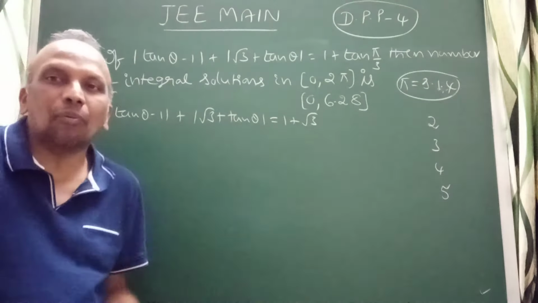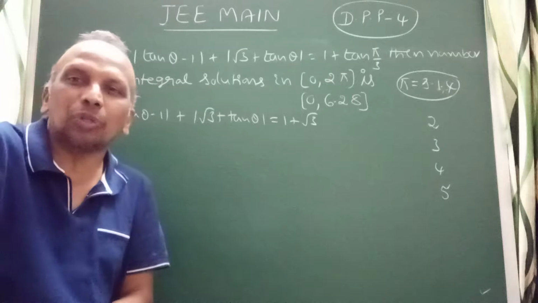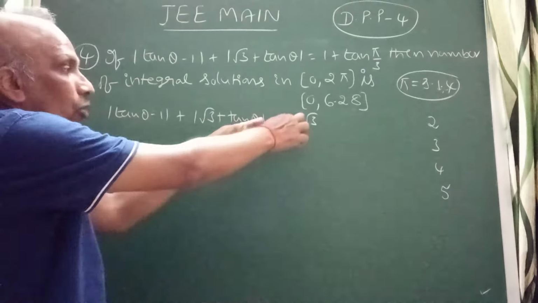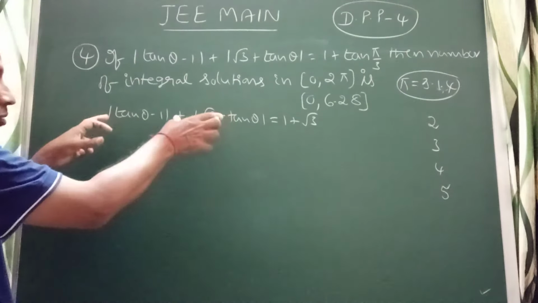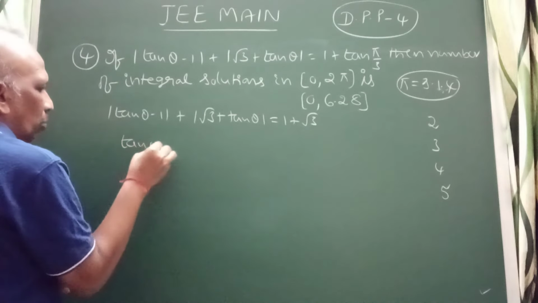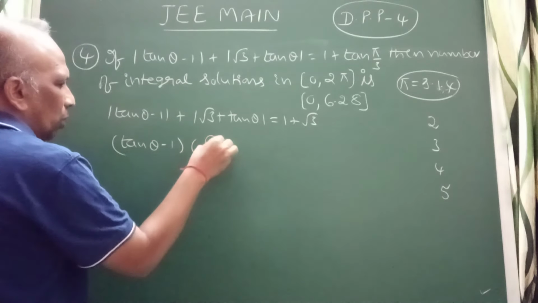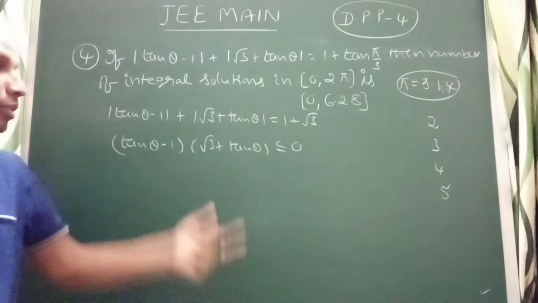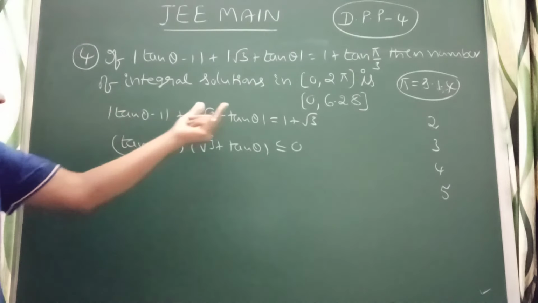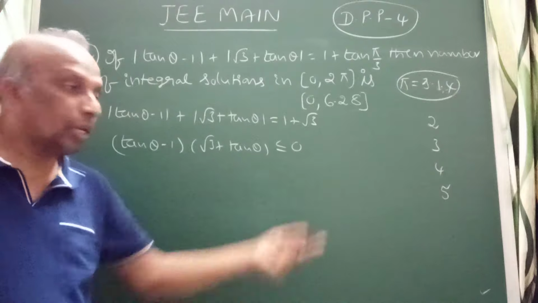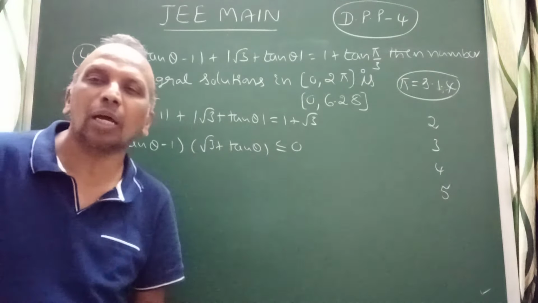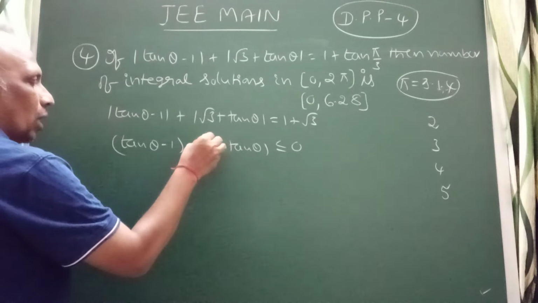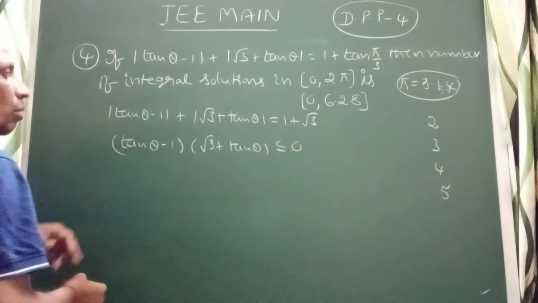See, this relation will be equal when the sum of these two numbers is equal to 1 plus root 3. When one is negative and one is positive, it will be equal to 1 plus root 3. The product of these two, tan theta minus 1 into root 3 plus tan theta, should be less than or equal to 0. Then only this result holds. This is negative and this is positive, then you get 1 plus root 3. If equal to 0, it also satisfies. The product should be less than or equal to 0. Then you can see here I can write tan theta value lies between minus root 3 and 1.